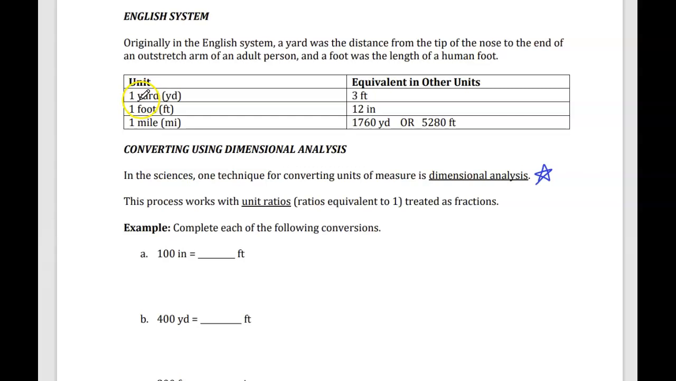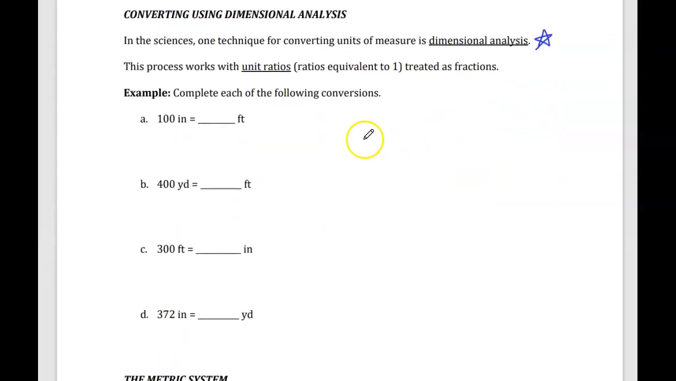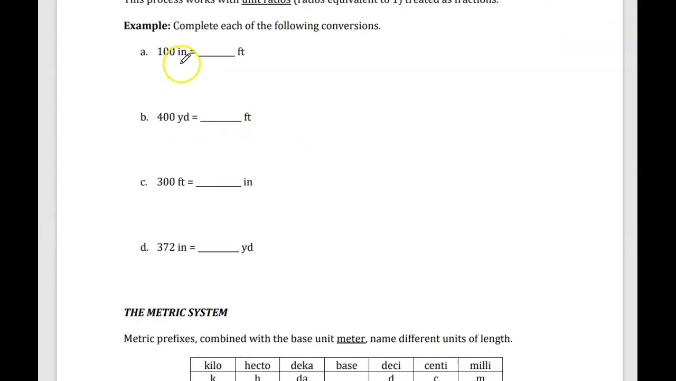So if you notice up here, 1 yard is 3 feet. 1 foot is 12 inches. 1 mile is so many yards or feet. Okay? And so when we're converting here, we want to pay attention. So we have 100 inches and we want to go to feet. When we do so, we always start with whatever we're starting with. We're starting with 100 inches and we're going to multiply that by something.